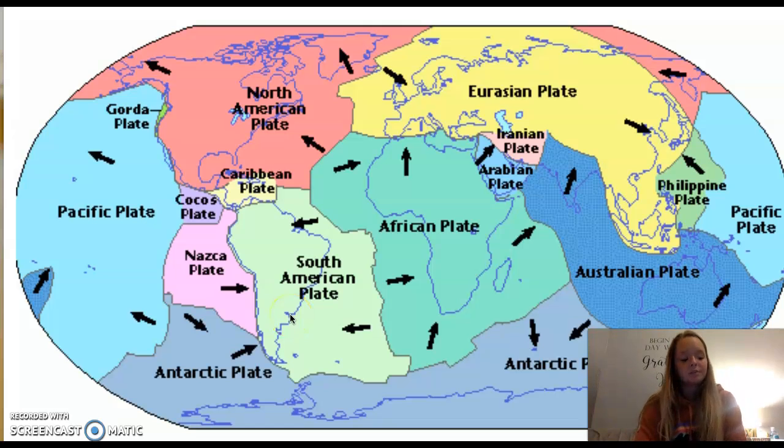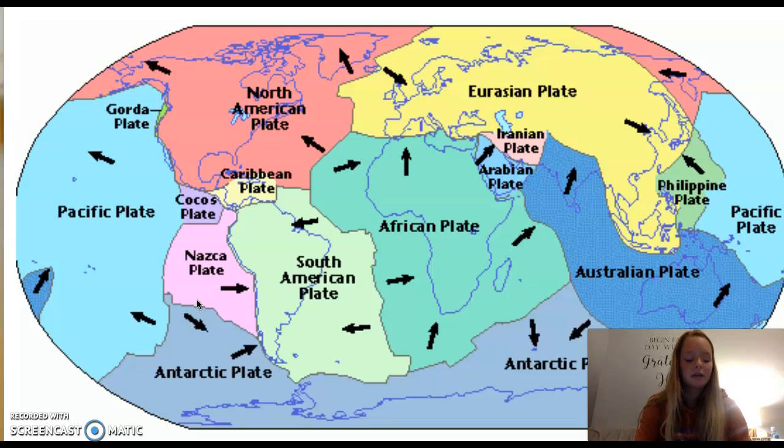Because like I said, a divergent boundary simply means the two plates are moving away from each other. The Antarctic forms an underwater divergent boundary with the Pacific plate and the South American plate. So that would be the South American plate and the Pacific plate, because they're going in the complete opposite direction of each other. They are not ever going to come across each other.